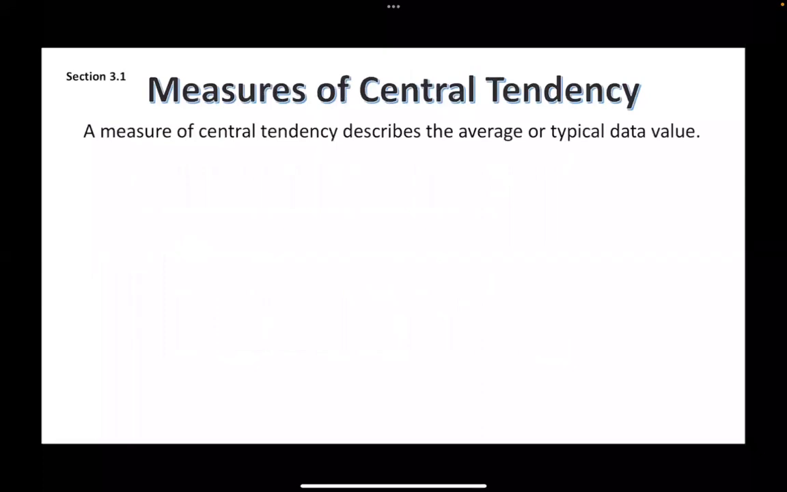Okay, 3.1. So we hear the word average all the time. This is a word that is so normal in our language that we probably don't even think about what we mean. We just use it all the time. So there are several different things that are average in stats, and there are 3 different measures of central tendency that we use. One of them I definitely wouldn't call average, but they're all kind of under that average umbrella. So this describes the average or typical data value.